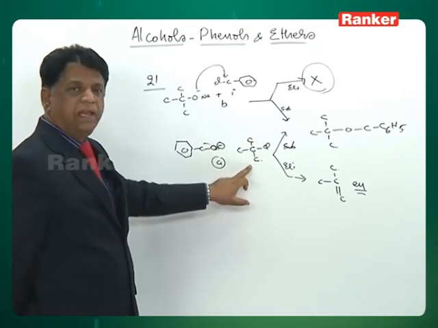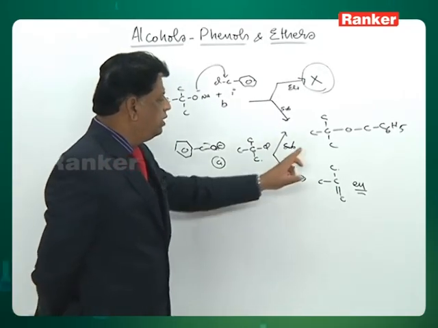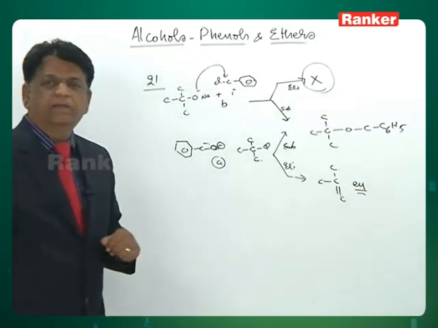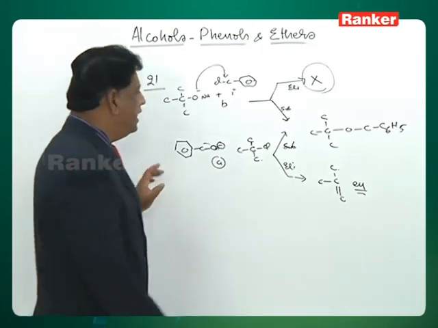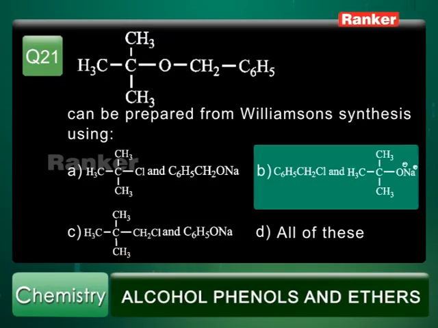If you take a tertiary alkyl halide, naturally elimination will be the byproduct. If a huge amount of elimination takes place, our main substitution answer becomes less. So this type of option will be the right one. So answer B is the right answer.